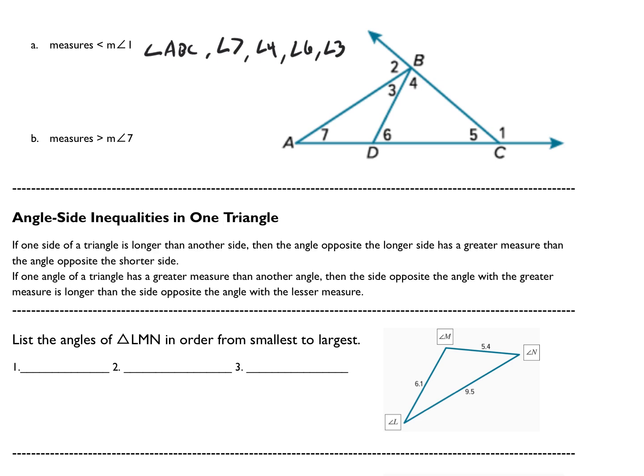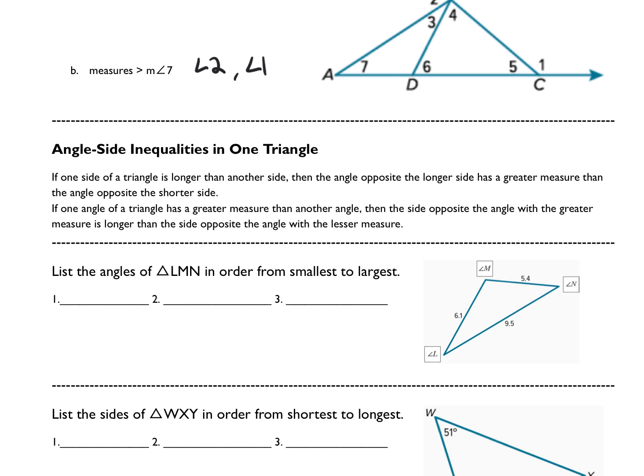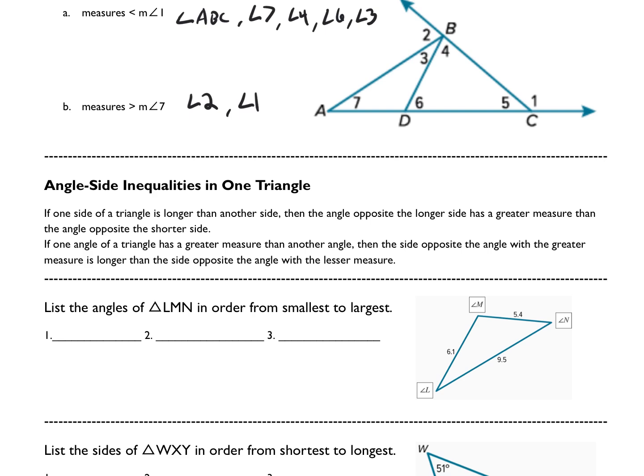All right, so now, looking at the inverse of that, the measures that are greater than the measure of angle 7. Angle 7 is an interior angle of triangle ABC. So that means that the exterior angles of triangle ABC, like angle 2 and angle 1, are going to be greater than it. But there's another triangle that angle 7 is a part of, and that is triangle ADB. Triangle ADB has an exterior angle of angle 6. So that is why angle 6 is greater than angle 7.